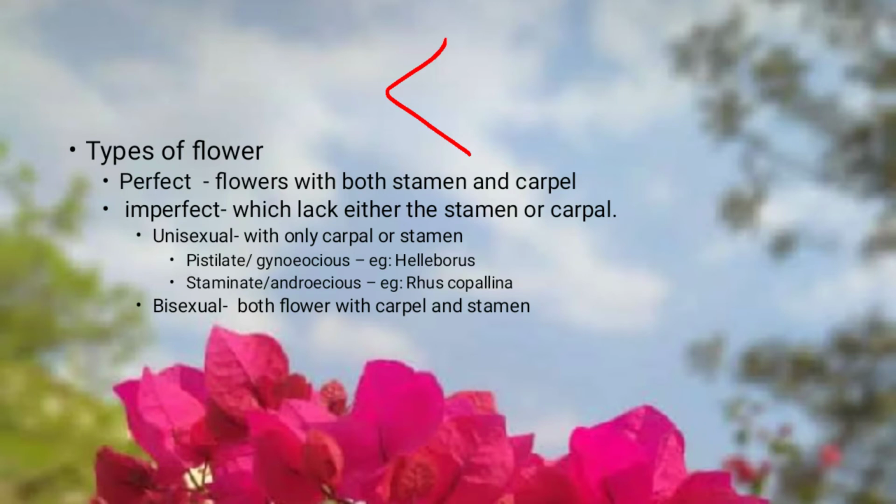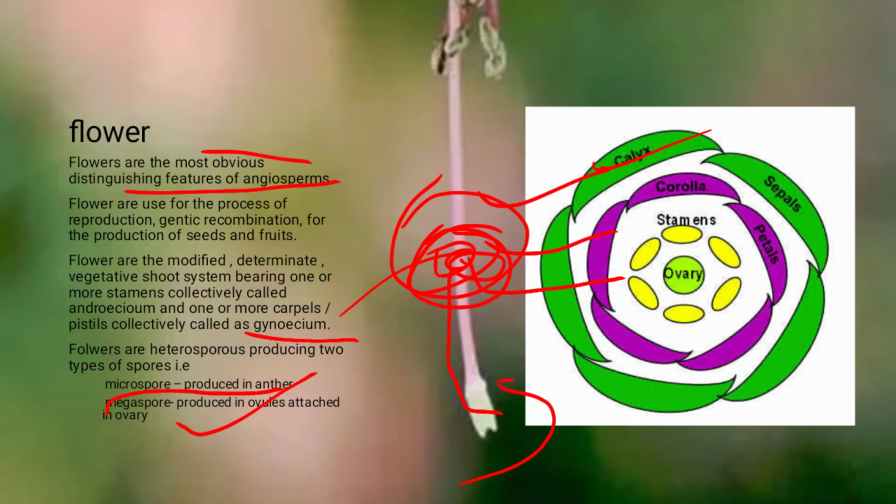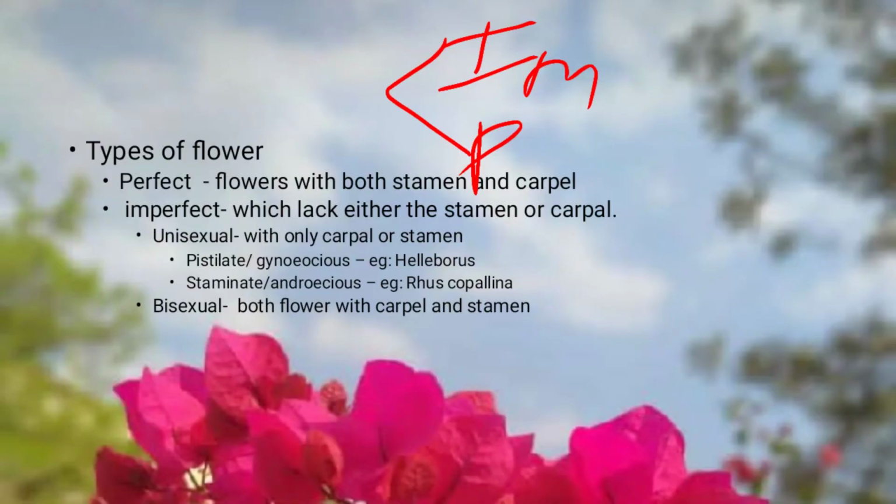Now we are going to classify the flower into two types based on the presence of the male reproductive organ and female reproductive organ. That is imperfect flower and perfect flower. Imperfect flowers are those flowers which lack any of these whorls, that is calyx, corolla, stamen and the ovary. If any of the whorls is lacking, then it is called an imperfect flower in general.